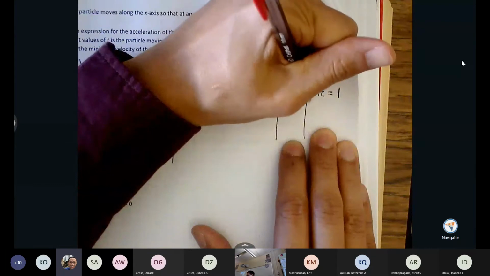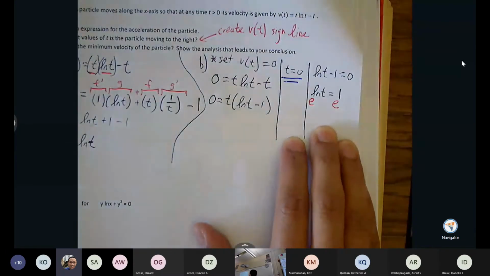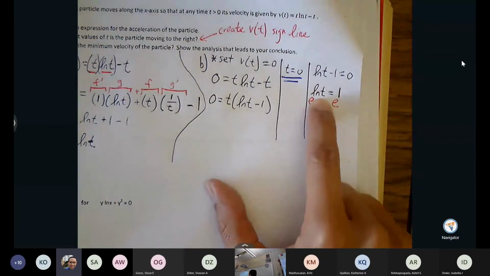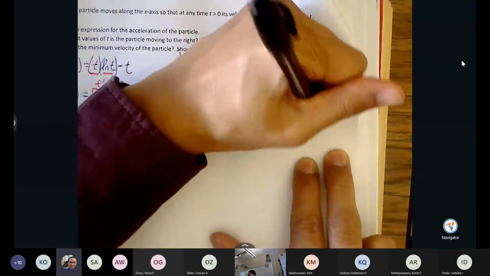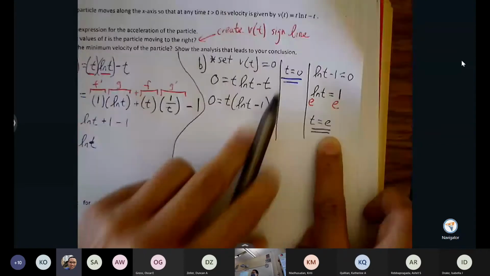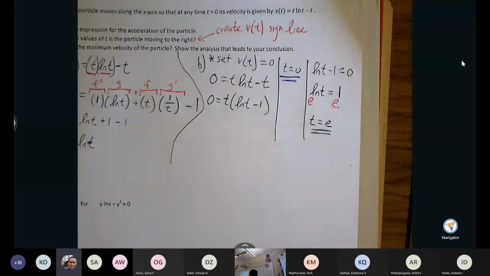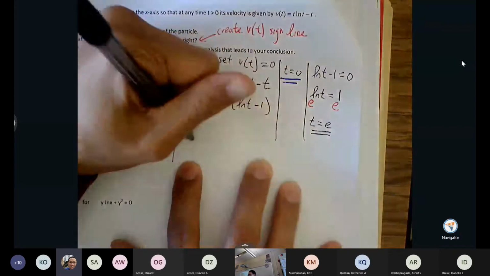So the inverse of natural log is e. If I raise both sides to base e, e to the natural log will go away. I'm just left with t. e to the first power is just e. So we have our two critical points here, 0 and e. From here, we can move towards our velocity sign line.